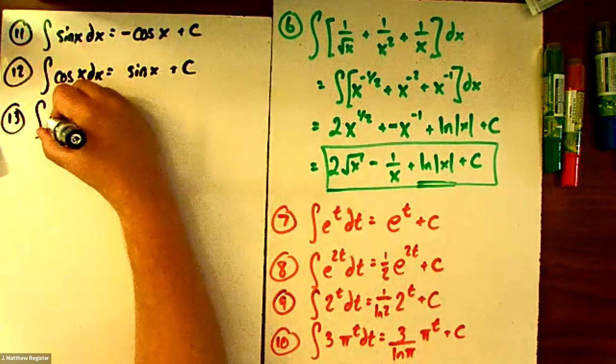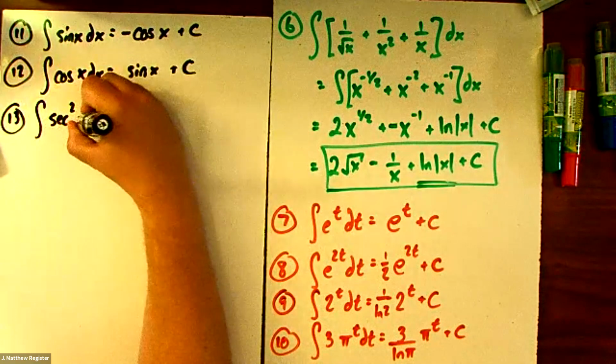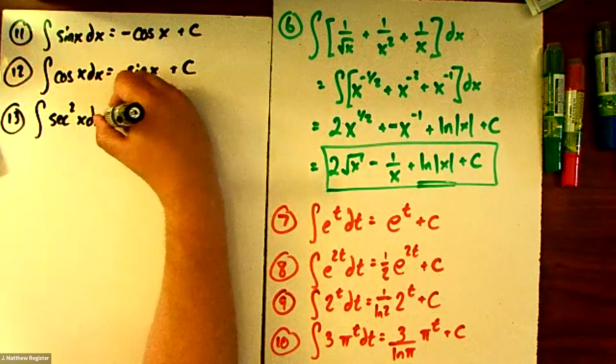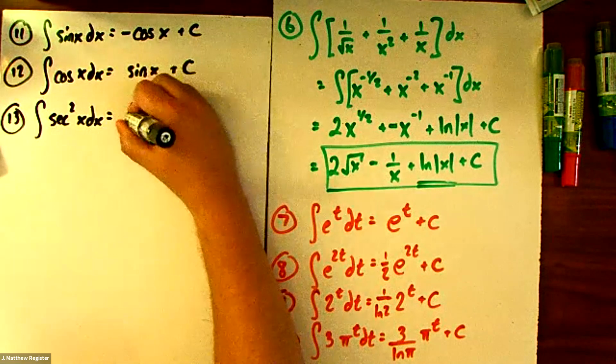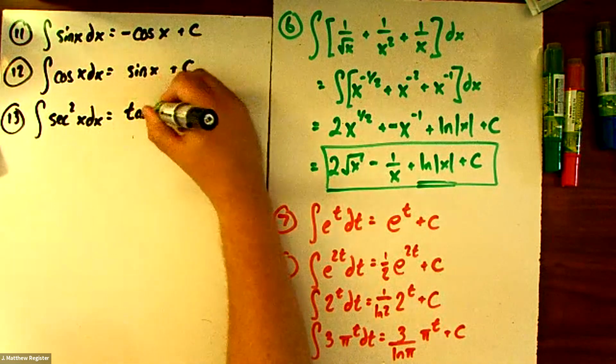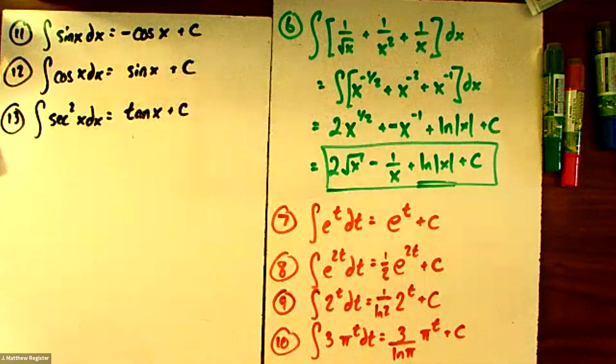(13) is the integral of secant squared of x. The integral of secant squared of x, well, what function has a derivative which is secant squared? And that is our tangent.